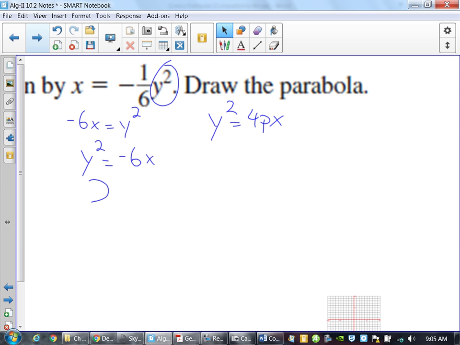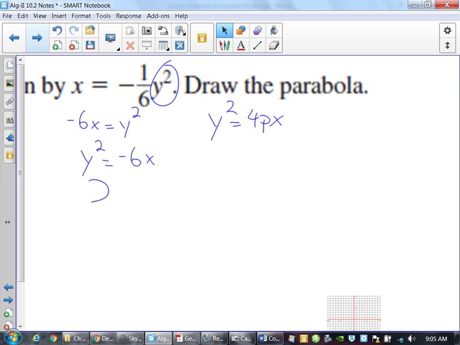Wait, why is it -6, not +6? You multiply it. What's 1 times -6? Oh, it's +1? Yeah. Because it's just x equals -1/6 y squared. I have to get rid of the -1/6 here, so to multiply by -1/6, well, it must multiply by -6.